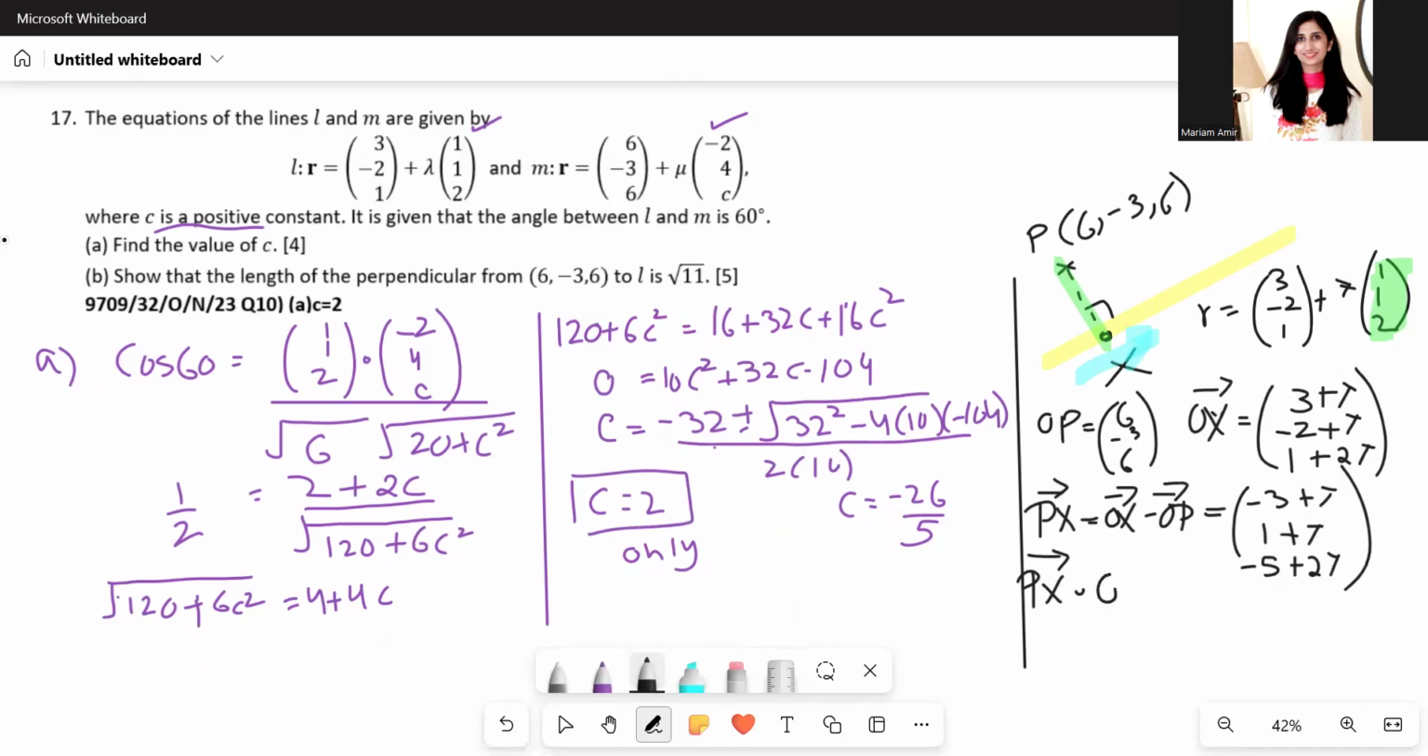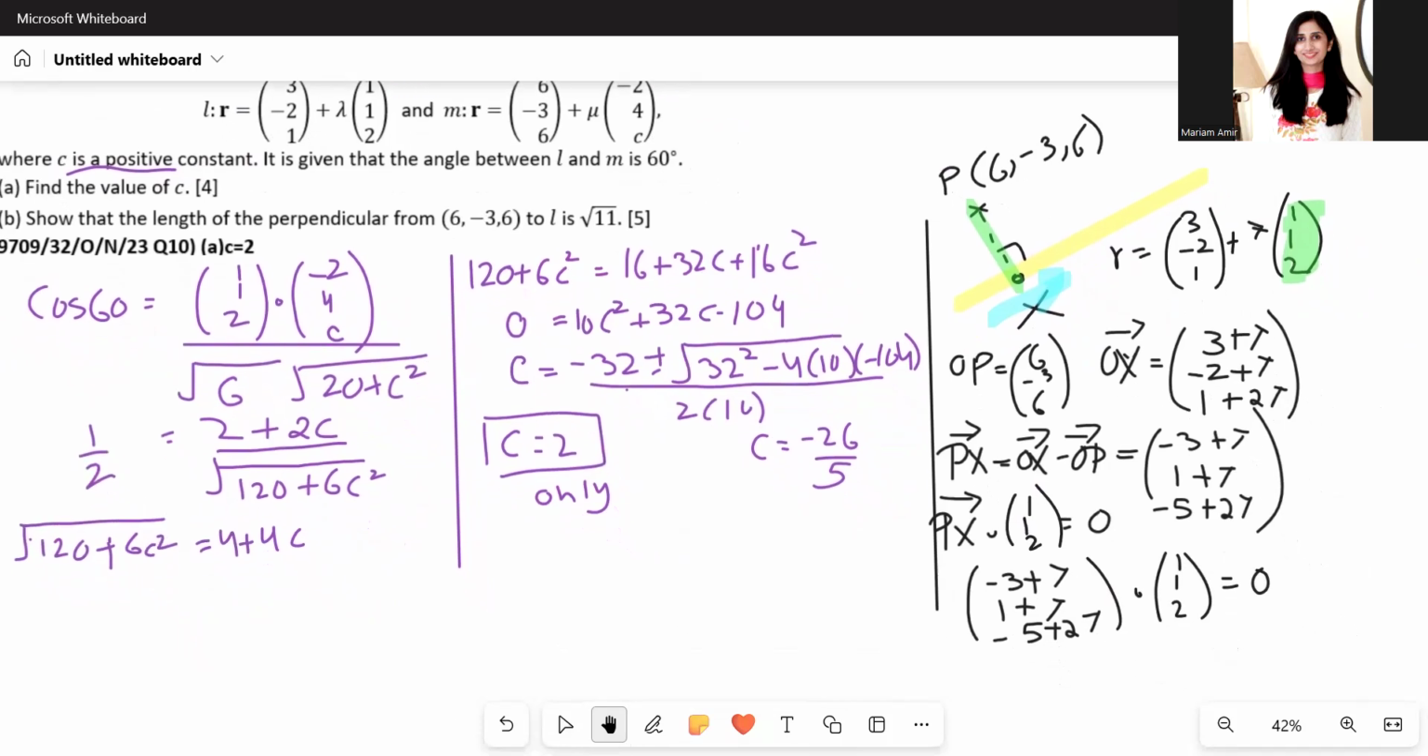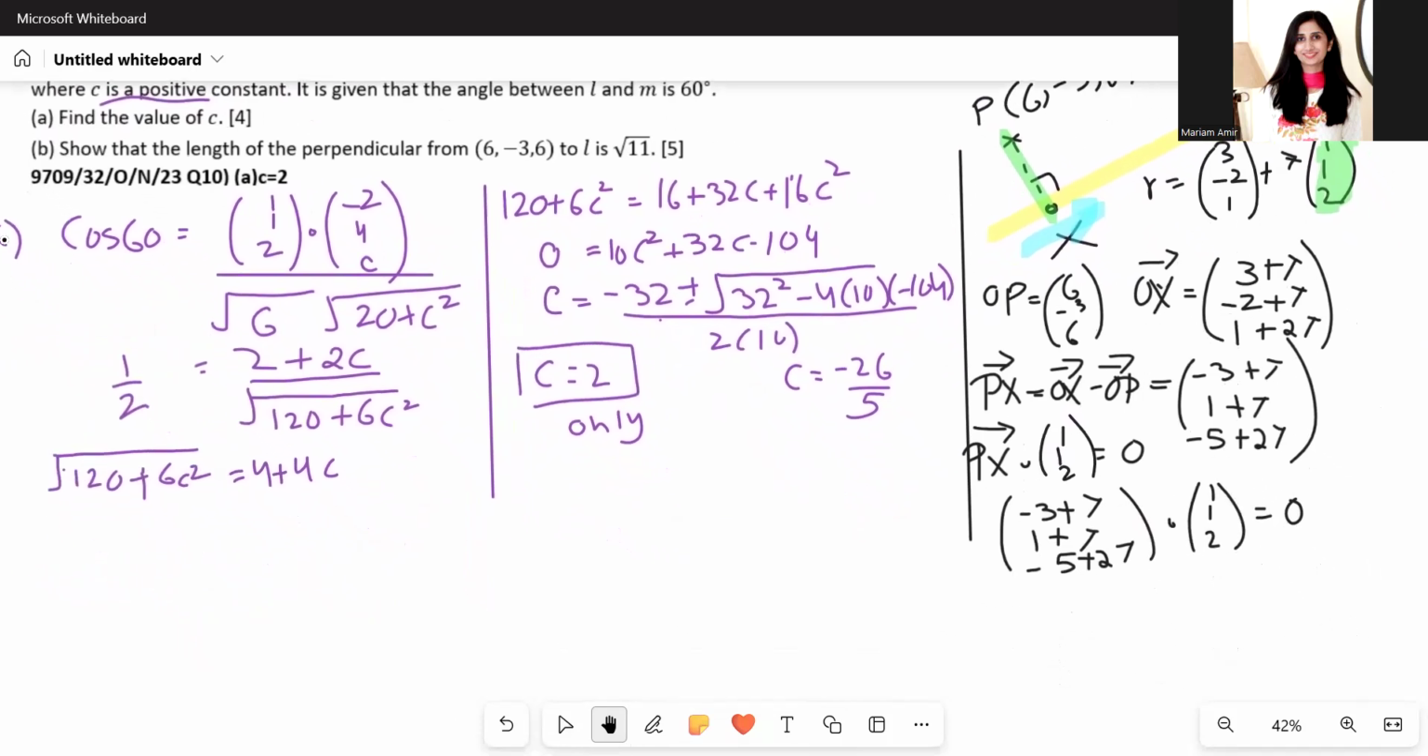Okay, so PX dot the direction is equal to 0. It's going to be (-3 plus lambda, 1 plus lambda, -5 plus 2 lambda), sorry, not OX, but its direction, (1, 1, 2), must be equal to 0. We're going to solve this and get the value of lambda.